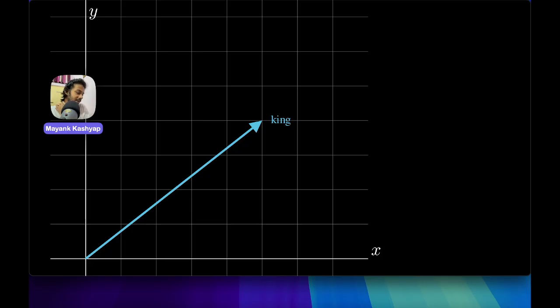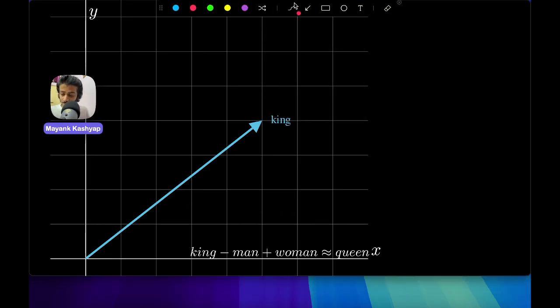Now we can understand this in an abstract way. Like if you have a vector which represents king, and you subtract man from it, and you add woman, these are all vectors. Well, we are not really calculating the text-based vector representation.